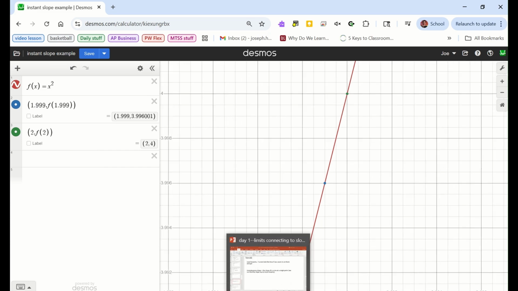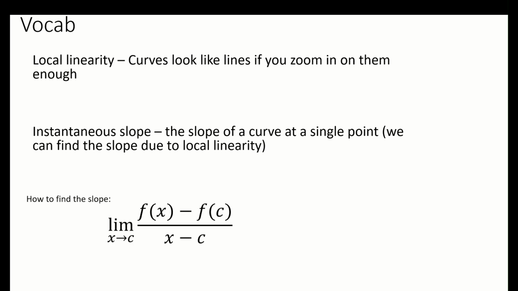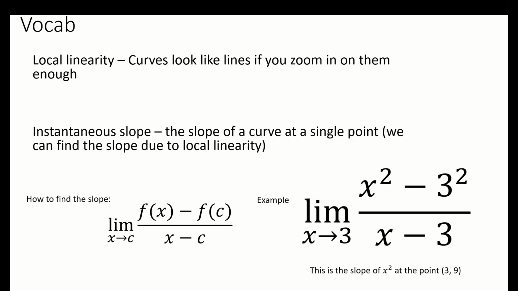So this is our general formula that you should write down, okay? This is how we find the average rate of change of any function at any x value. C is going to be a fixed point, and the second point in our average rate of change calculation is going to approach C. Example: the limit as x approaches 3 of x squared minus 3 squared over x minus 3 is going to give us the slope of x squared at the point (3, 9).